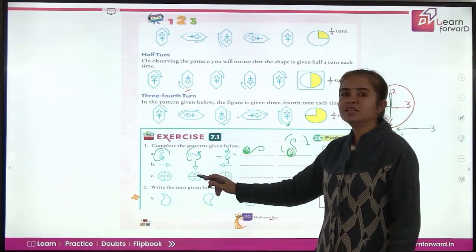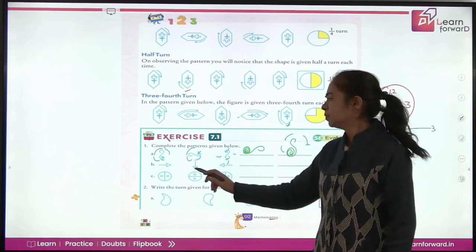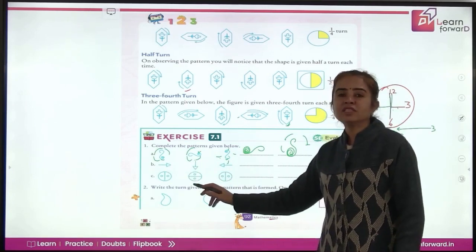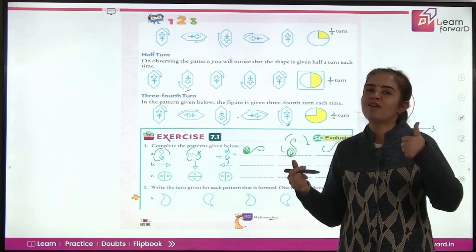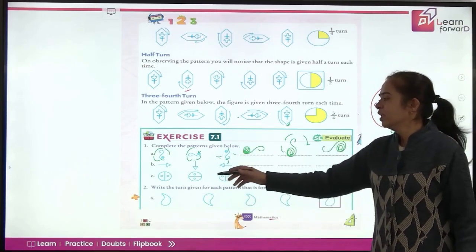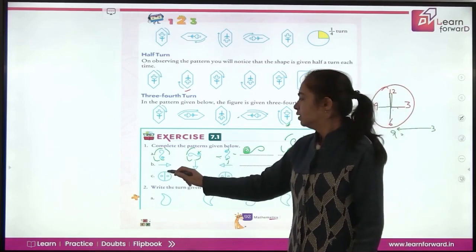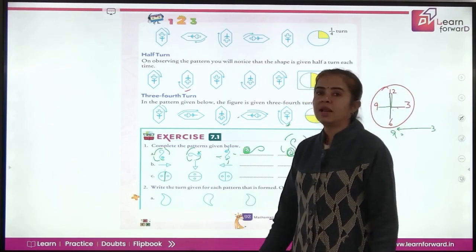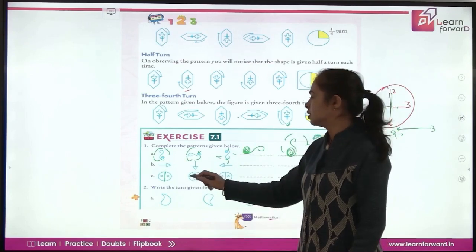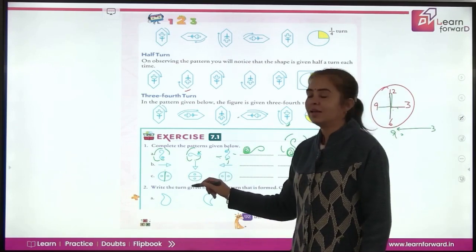Here it is facing 9, and then, sorry, after 3 it is facing 6 and then it is facing 9. So which turn is it? 1/4. That is perfect. Now look at this also. Look, the dots are here. Look at this vertical line. The vertical line becomes a sleeping horizontal line, right?